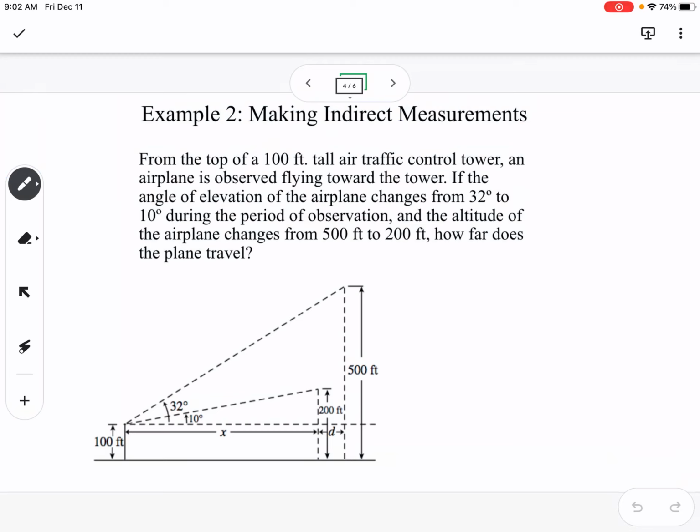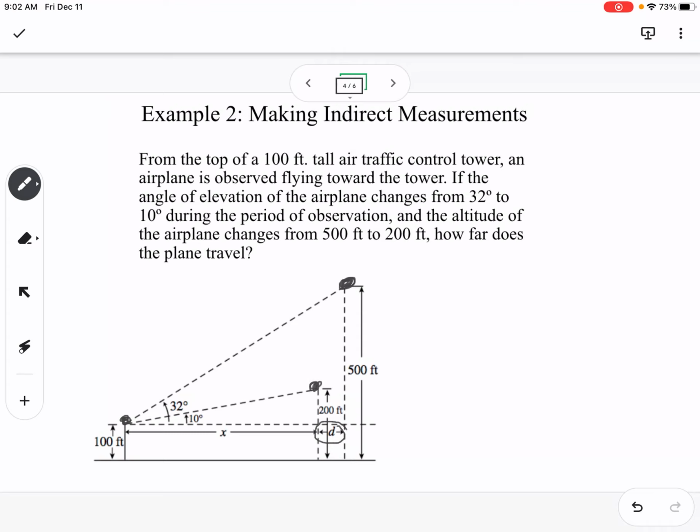Okay, our next one's a little bit more complicated. From the top of a 100-foot air traffic control tower, an airplane is observed flying towards the tower. If the angle of elevation of the airplane changes from 32 degrees to 10 degrees during the period of observation, and the altitude of the airplane changes from 500 feet to 200 feet, how far does the plane travel? So we're trying to find d right here, how far the plane travels from the first point to the second point.